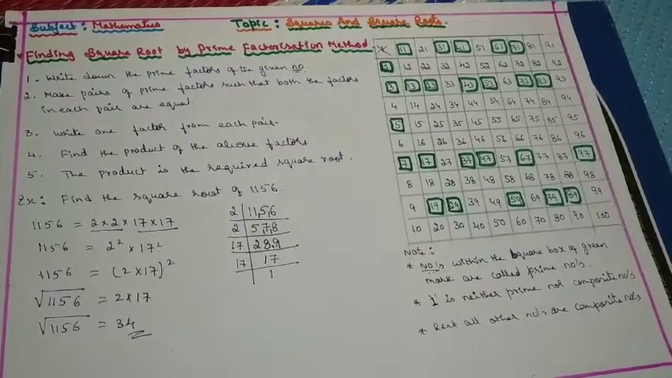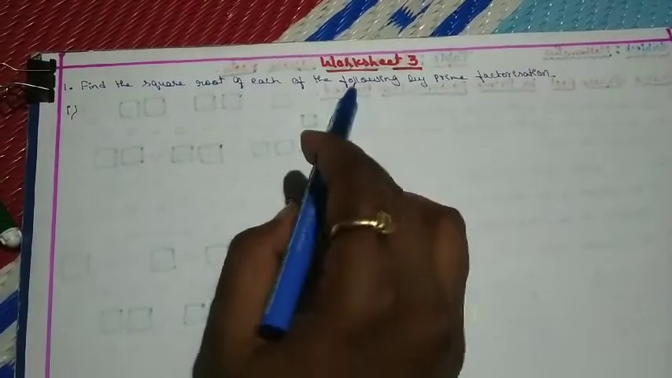Now we'll solve worksheet 3. The first main heading is given like this: find the square root of each of the following by prime factorization. We know that prime factorization is nothing but writing the given number in the form of prime factors. Clear? The first question is 225.